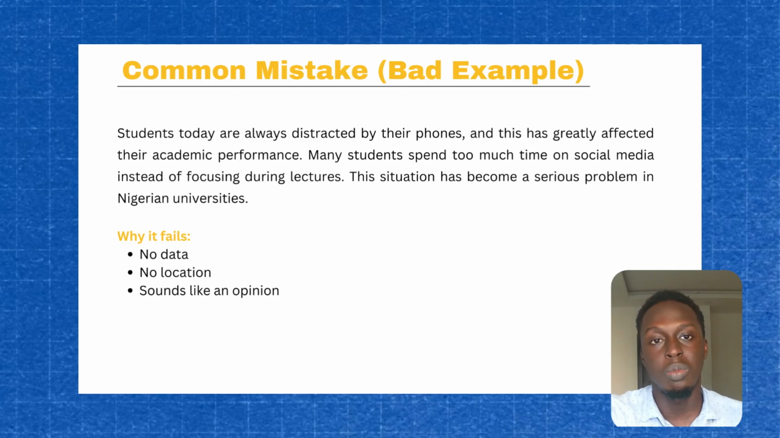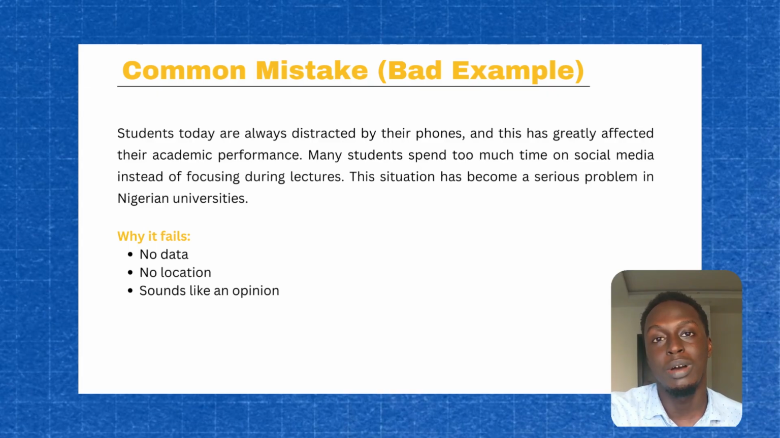This is the most common mistake we see, so let's look at the not so great example. Students are always distracted by their phones, and this has greatly affected their academic performance. Many students spend too much time on social media instead of focusing during lectures. This situation has become a serious problem in Nigerian universities. Most times the background of study is not rejected because the idea is bad, but because there is no evidence. What proof do you have when you say that students today are always distracted by their phones and this has greatly affected their academic performance?